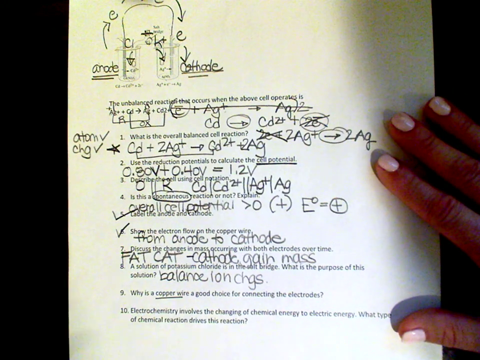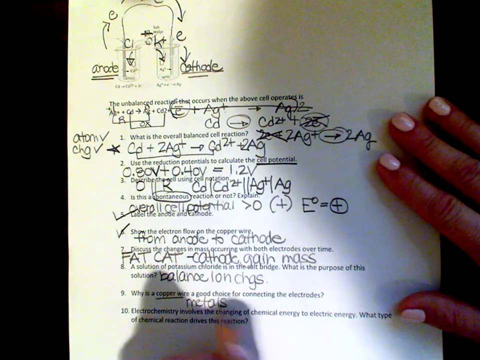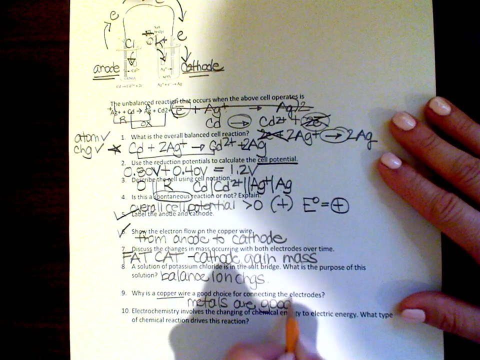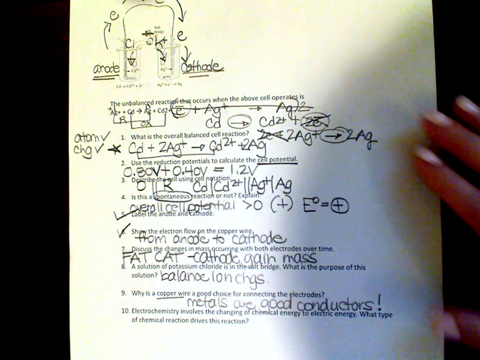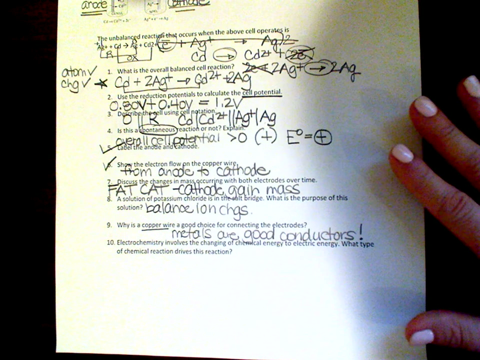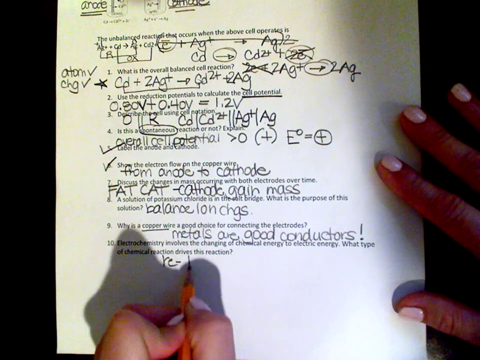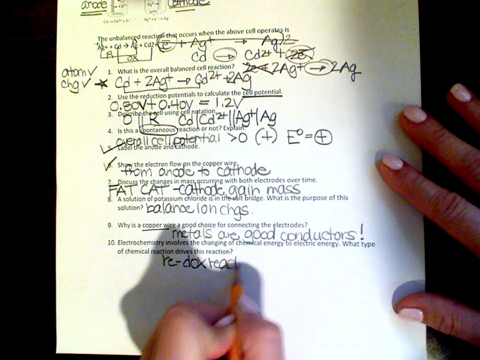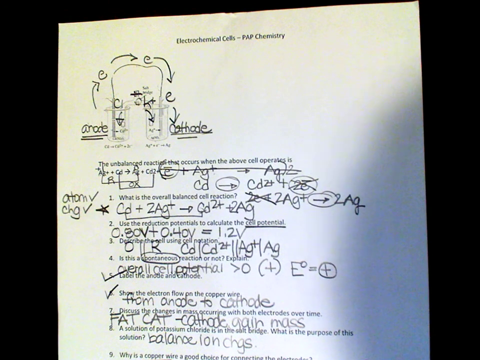Copper wire is a good choice for connecting the electrodes because metals are good conductors. This is about conducting electric current, so we want to use a metal to conduct that electric current, or to allow the electrons to flow. Electrochemistry involves the changing of chemical to electrical energy, and it is a redox reaction, which is basically an oxidation reduction reaction. So this was the guided learning that we did in class, and we will have a pre-quiz followed by the real quiz.